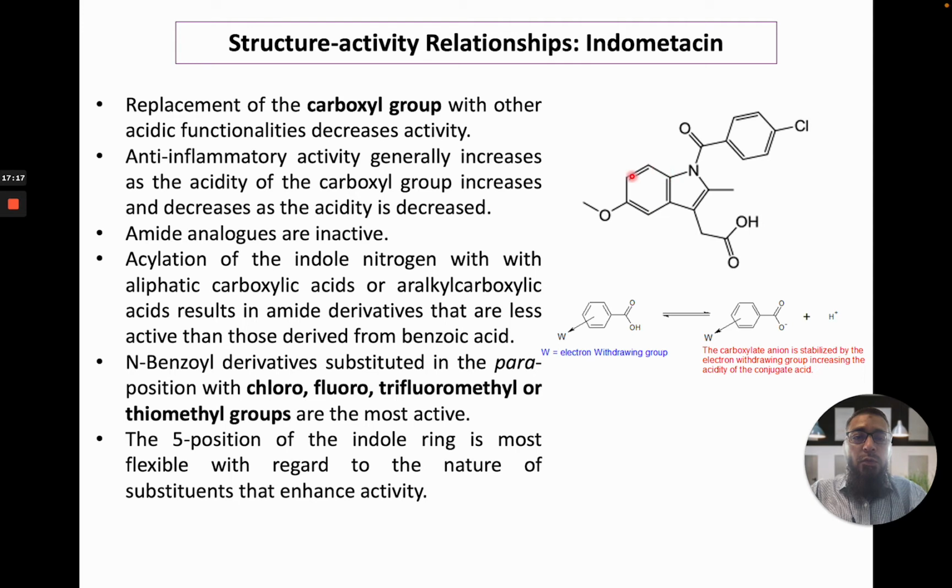So you can see positions 1, 2, 3, 4, 5, where the methoxy group is responsible for enhancing the activity. So the most important functional group is the carboxylic acid, and then the N-benzoyl derivative, and the fifth position of the indole, which is the most flexible part and is most responsible for enhancing the activity.